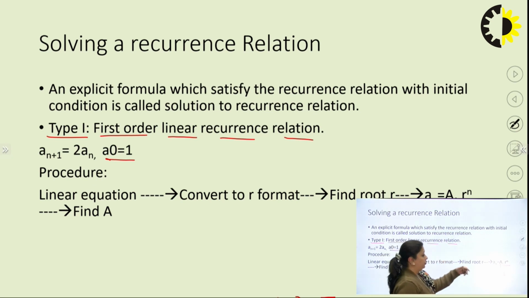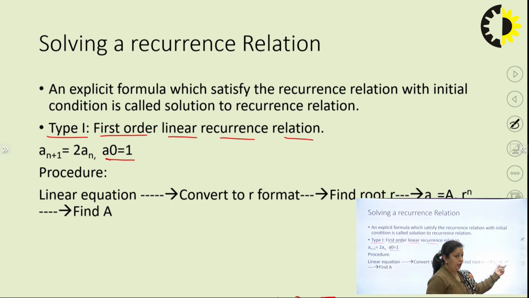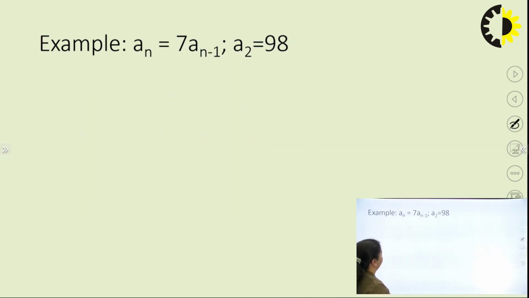Once we have found the value of this root R, we already have some initial value for a, then we will find the value of this constant A. This is the last step. So, we will just see with an example how to do it.